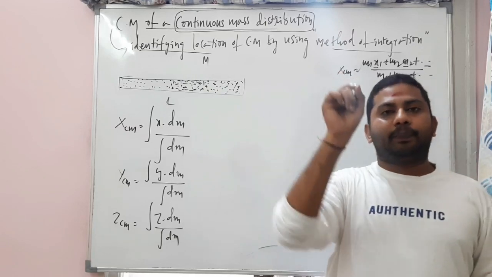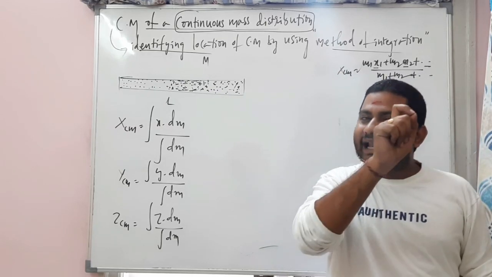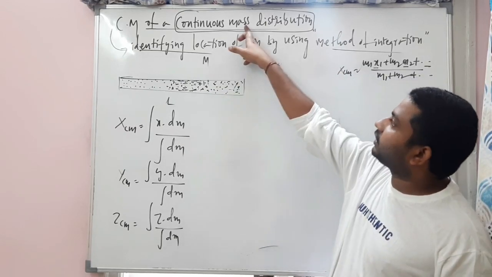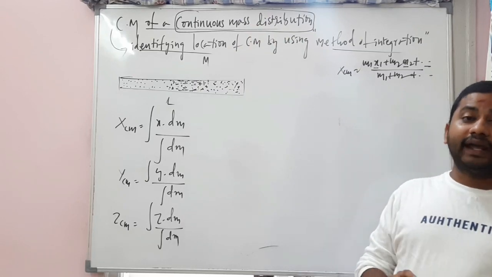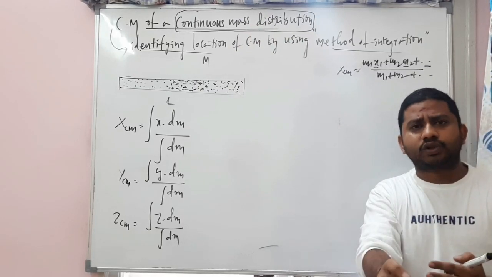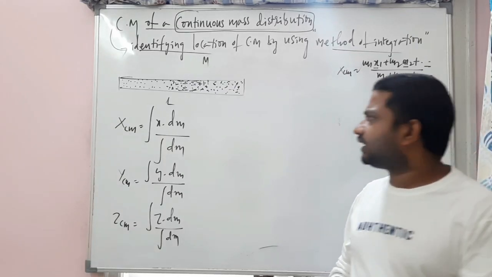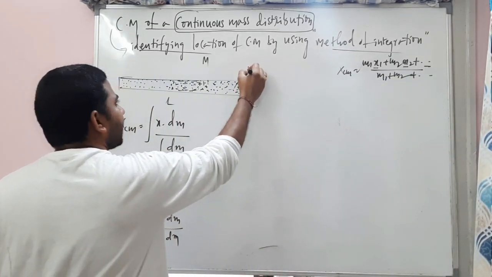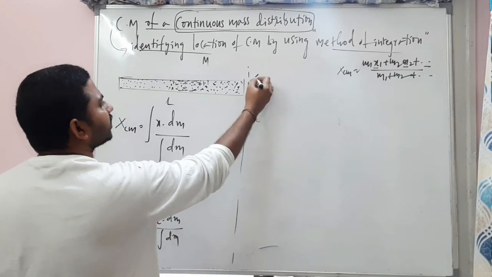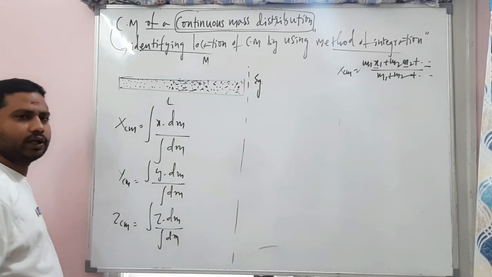To find the position of the center of mass along the x-axis for a continuous mass distribution, one or two examples, if we solve, you will understand it 100%. Let's see. The first example, your favorite question, and this question only.